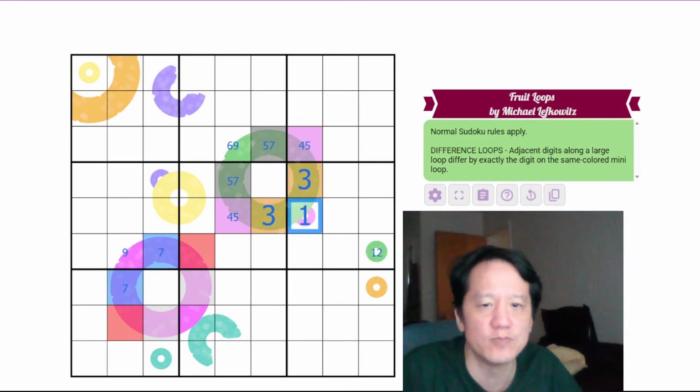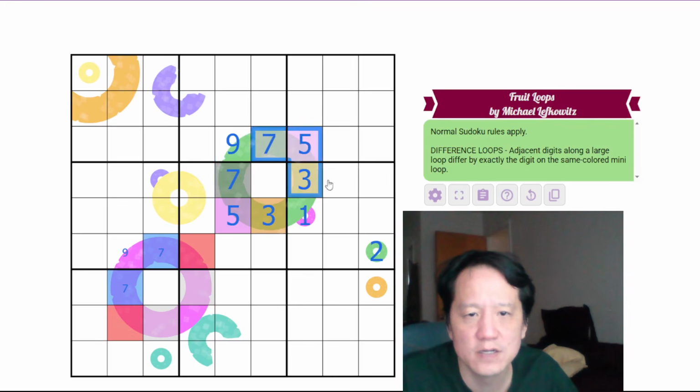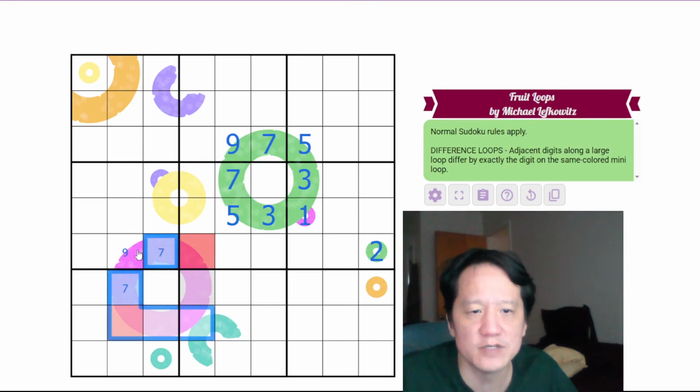Pink has to be 1. And then green has to be 2. So then this is 5 and 5. This is 7 and 7. And this is 9. So we can remove the coloring here. This then has to be a difference of 1. We don't know which way it goes.